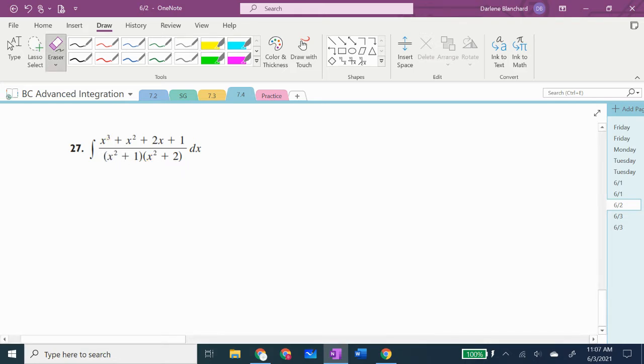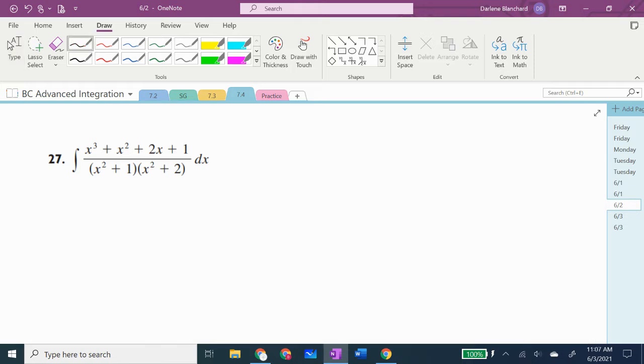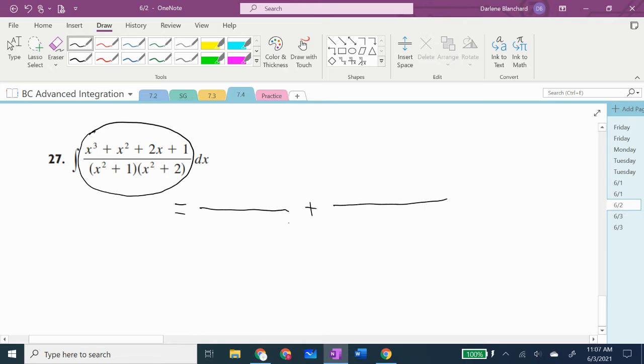Our denominator has two quadratic factors that cannot be factored in the real number system any further. So that means that this fraction is equal to a sum of rational functions with denominators x squared plus 1 and x squared plus 2. I'm emphasizing the parentheses, they're not needed there.